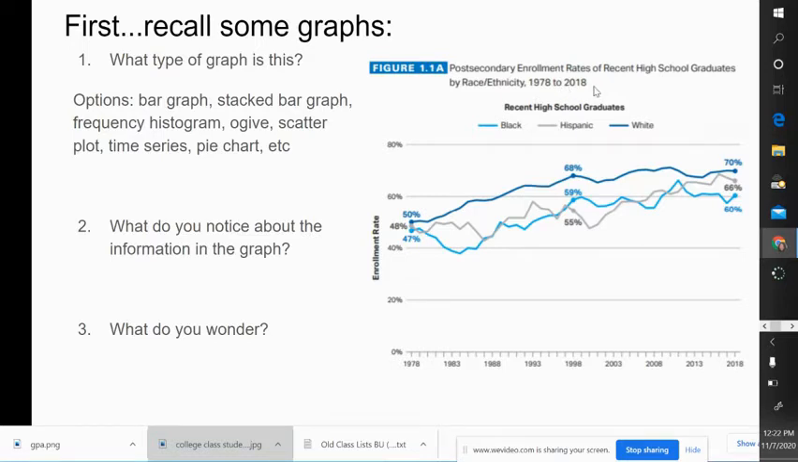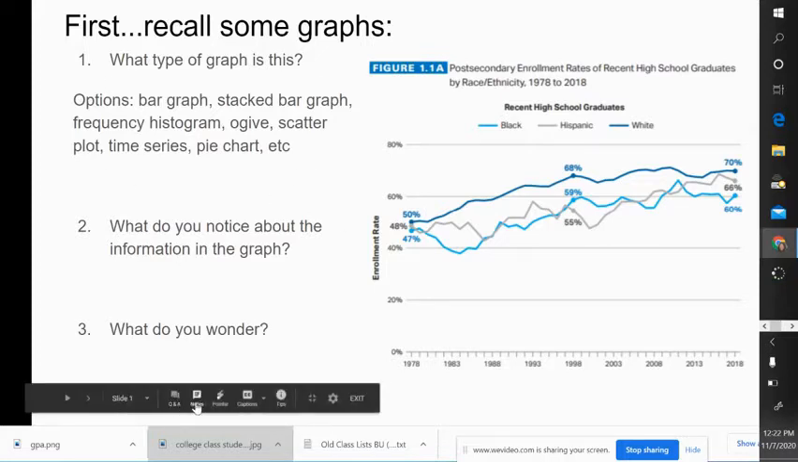So look at that for a minute. Look at that little graph, and you'll see that this color relates to Black high school students that just graduated. This one is about Hispanic, Latino high school students that just graduated, and this color is about white students that just graduated. First of all, just tell me what type of graph is it? Is it a bar graph, a stacked bar graph, a frequency histogram, an ogive, a scatter plot? What kind of graph is it?